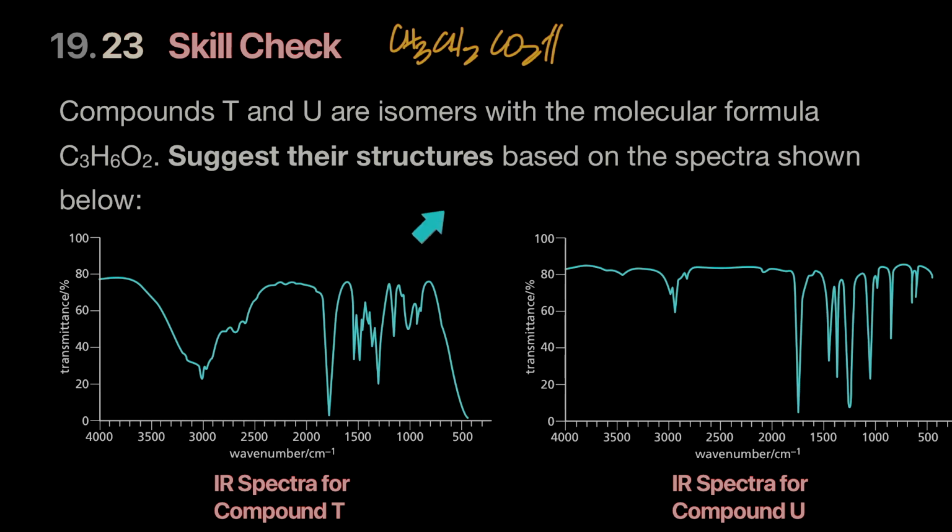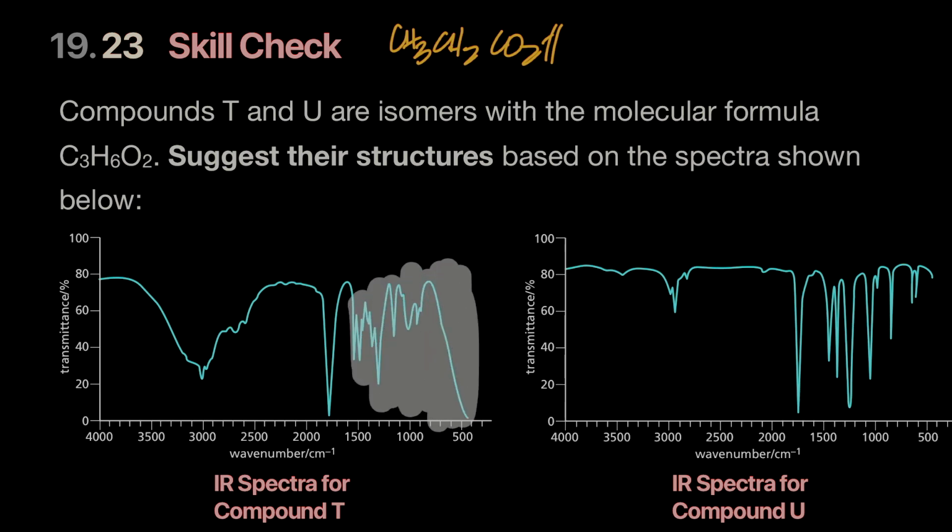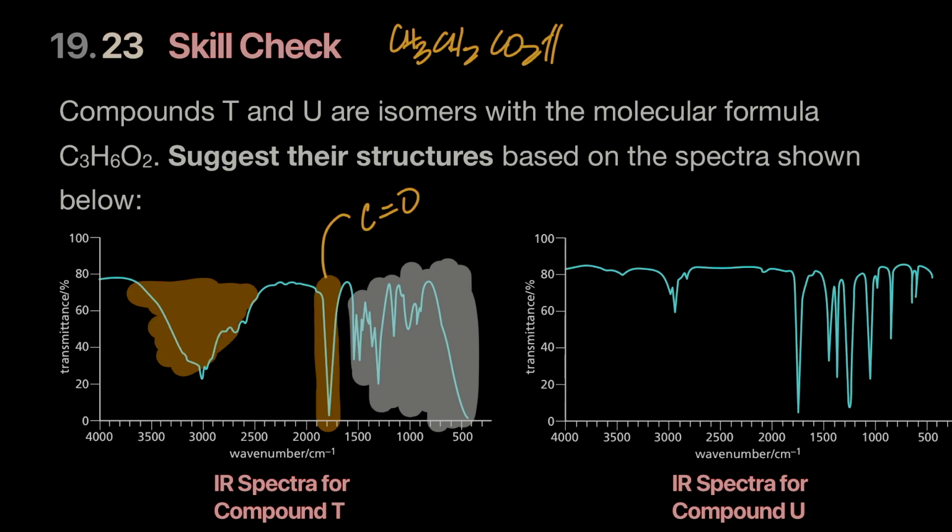So when I look at T, for example, what I realize is that above this region I'm highlighting right now is your fingerprint region. I don't care about that. But this highlight that I'm doing right now is because of your CO bond in your molecule, because C double bond O shows up at 1700. And then you have this beautiful, lovely broad peak. So the very broad peak from 2500 to 3500 is OH found in CO2H. So which means T is a carboxylic acid. Okay? And you make a 3 carbon carboxylic acid.